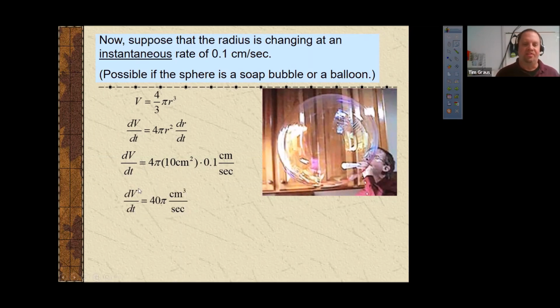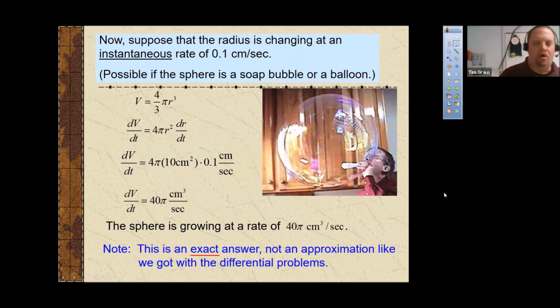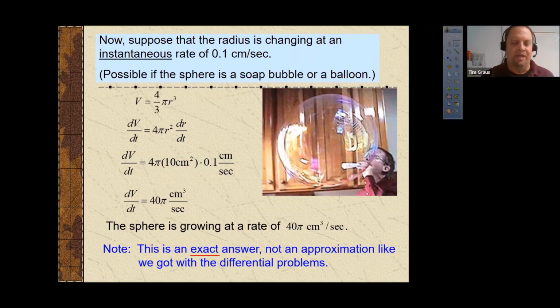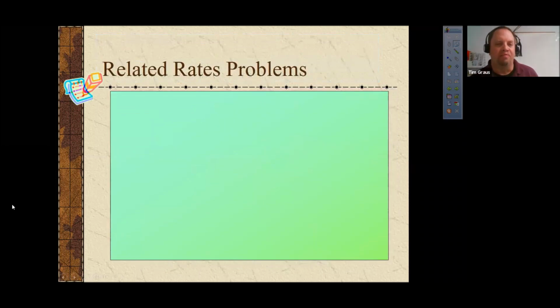Now, the interesting thing here is that this is not an approximation. dV/dt is exactly 40 pi cubic centimeters per second. This is an example of what we call a related rates problem. Basically, we've related two derivatives. Here are some guidelines for doing related rates problems.